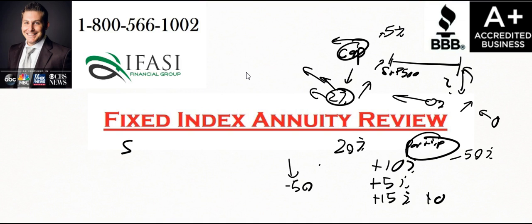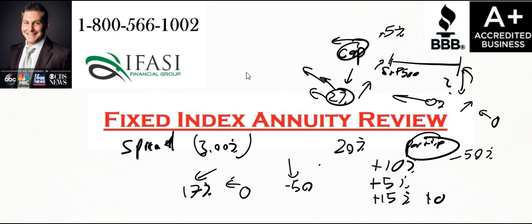Then you also have another one that's a spread. It's very common. So usually the way the spread works is you might have an S&P 500 with, let's call it a 3% spread, where it says if the S&P 500 gains 20%, your account's going to gain 17. If the S&P 500 loses 20%, your account's going to gain 0. So the spread just comes off of whatever your gain is.